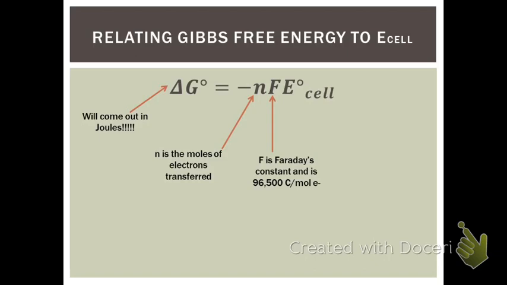F is Faraday's constant. It's a number. You need to know it. It's 96,500 coulombs per mole of electrons. And then E cell will be in volts, and you know how to calculate that now.